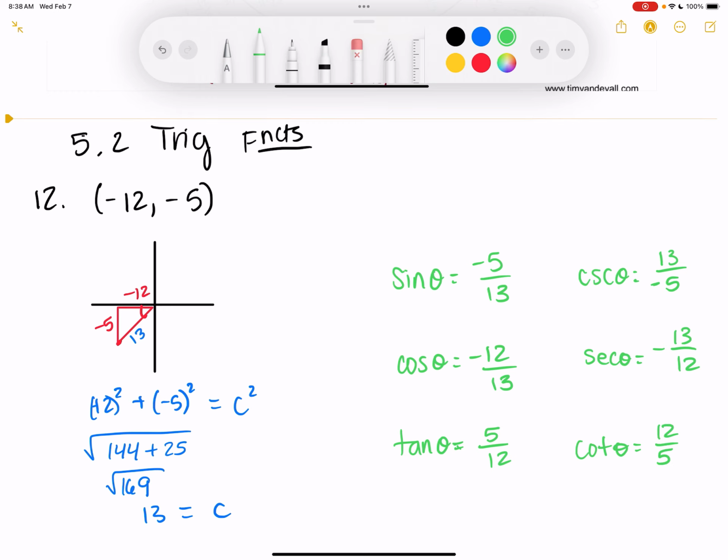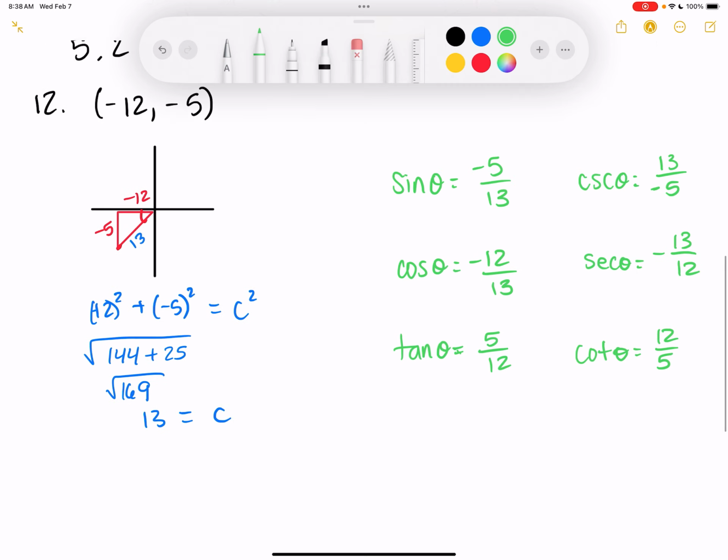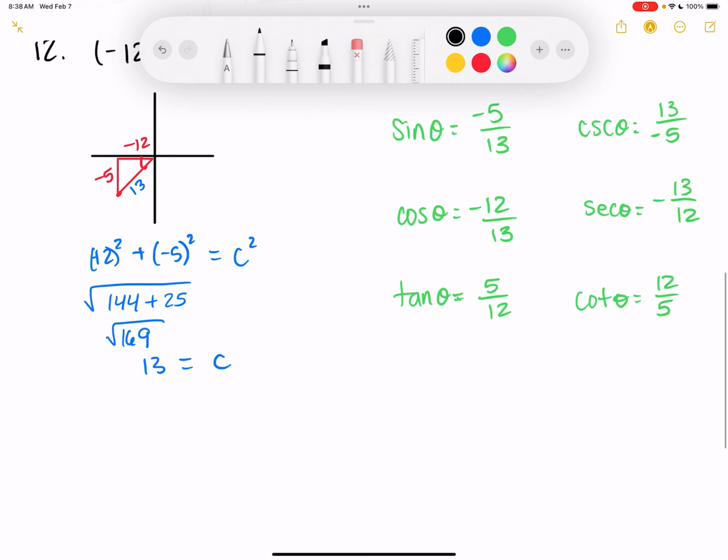You solved your first triangle. First of many. Tristan, have you done this before? Okay. Because you've had trig, right? Okay.